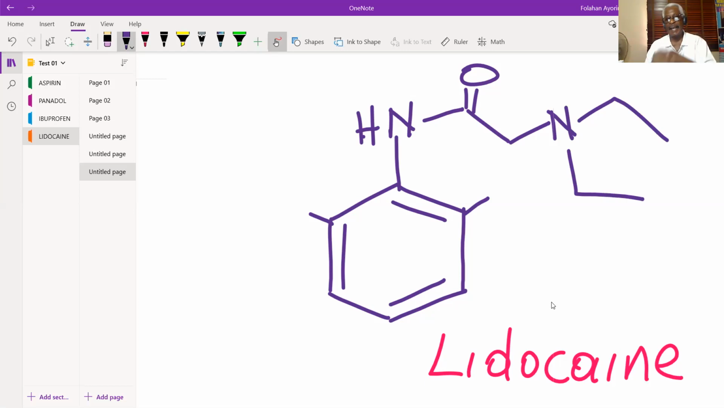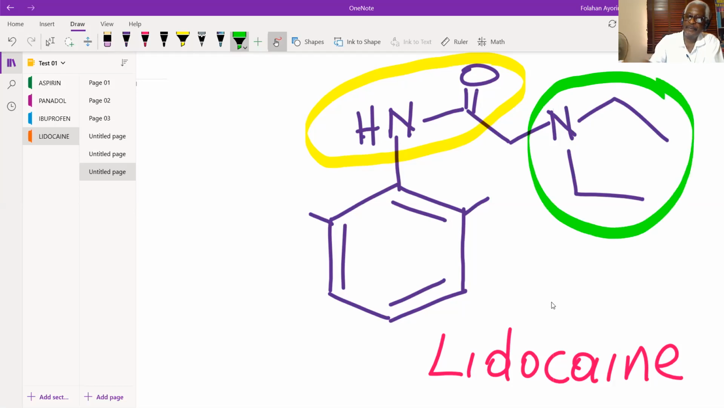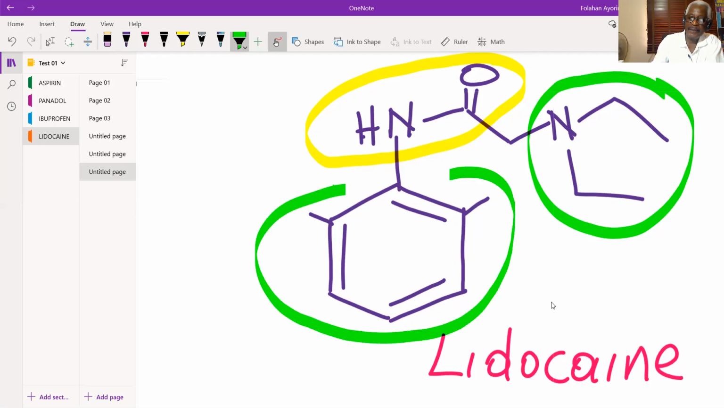Okay, this is the structure of lidocaine. It does have a few functionalities here. You see right here, it has what we call a secondary amide functionality. It also has a tertiary amine functionality. And of course, you also see it also has an aromatic ring structure. So it is a multi-functional molecule.